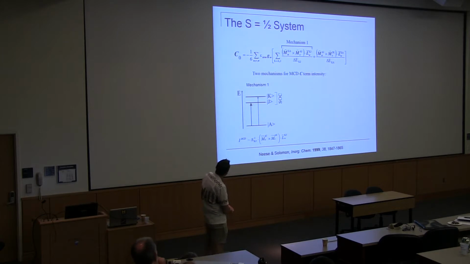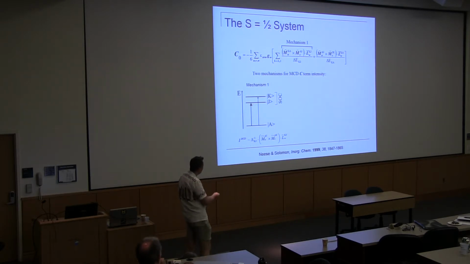For MCD intensity that are part of this equation. So the first mechanism is, again, we're looking at the ground state A, and then our target excited state is J. So this is the transition we want to measure. But we need a third state, K, and we need to have those 2 spin-orbit coupled into each other. This is what this matrix element describes.